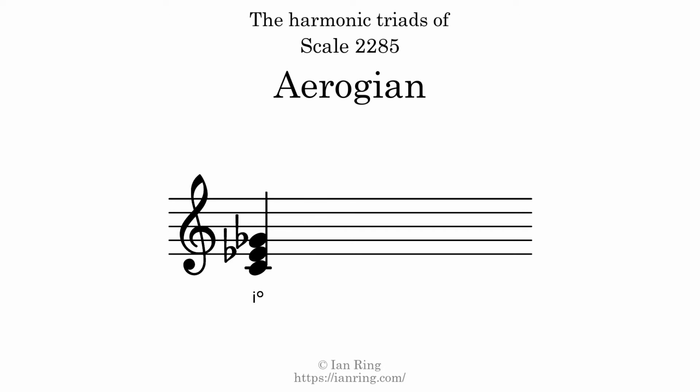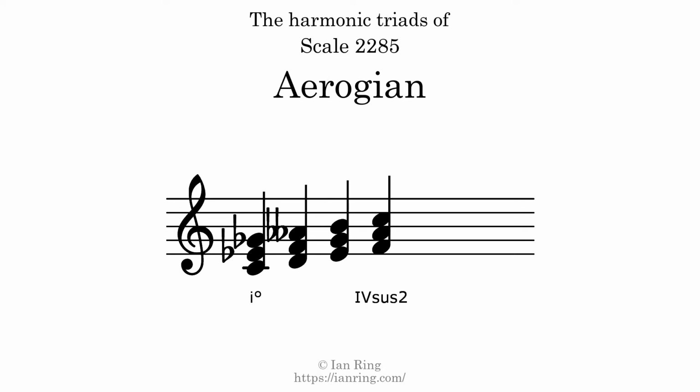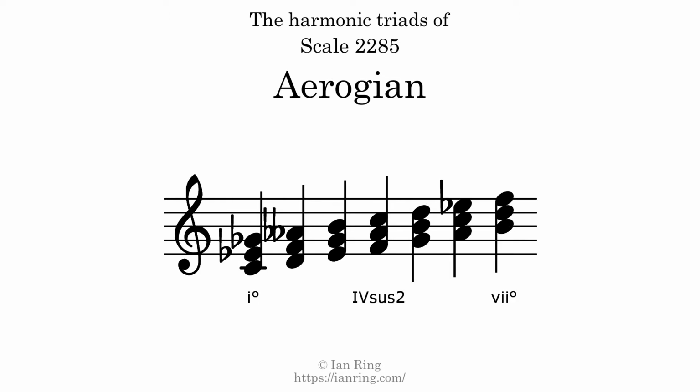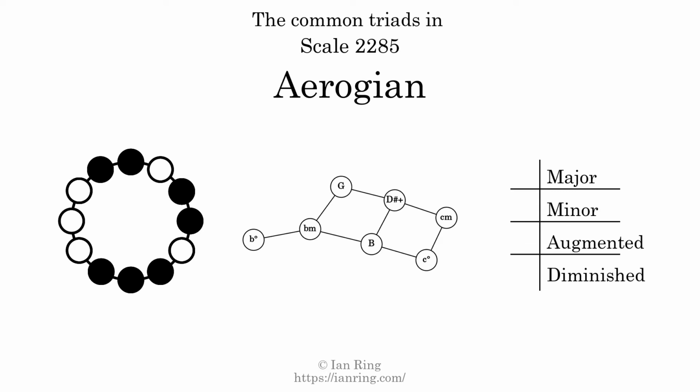Diminished, unnamed, unnamed, sus2, unnamed, unnamed, diminished. Here are the common triads present in this scale. The diagram in the center is a graph of parsimonious voice leading between triads.